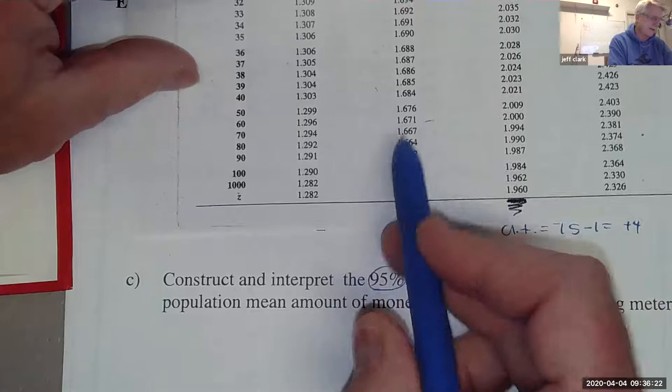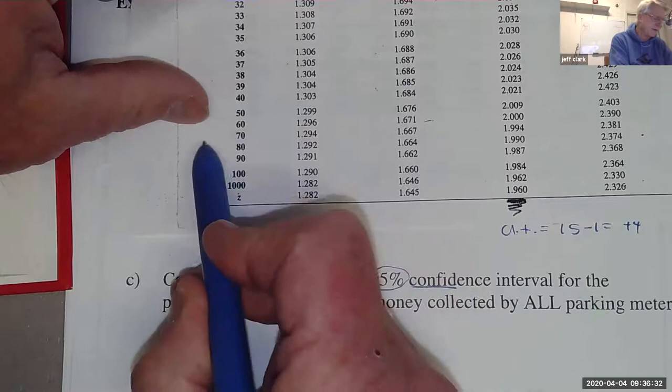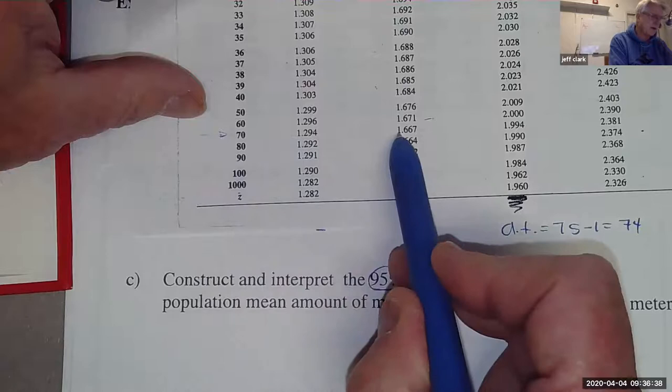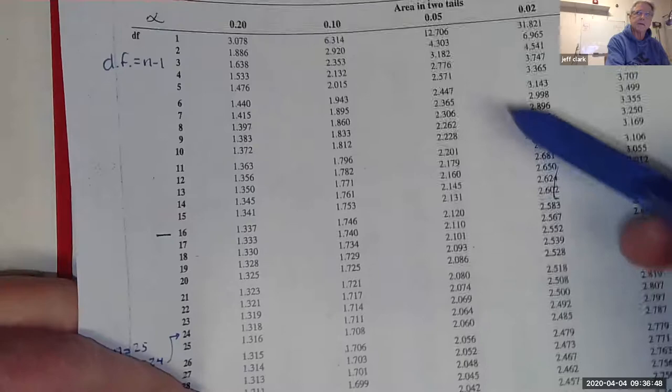So my instructions to you somewhere in your packet would have said, if you don't see 74 here, pick the one that's closest, either 70 or 80. 74 is closer to 70, so that's the one I'm going to pick. So I'm going to look at this one here. Go all the way across to the column that's 95%. The 95% column is right up here. There it is. Go all the way down, and there it is. So your answer to this question is 1.994.